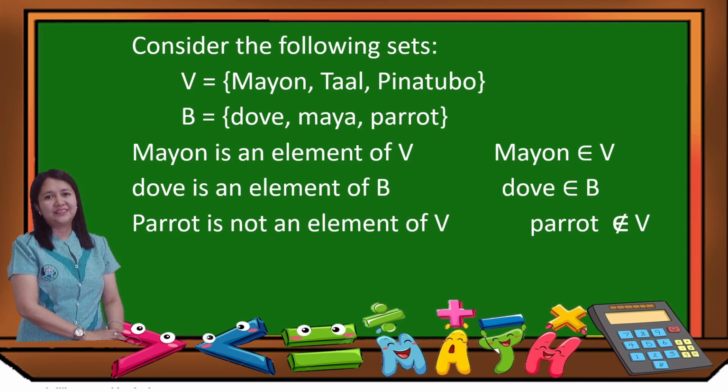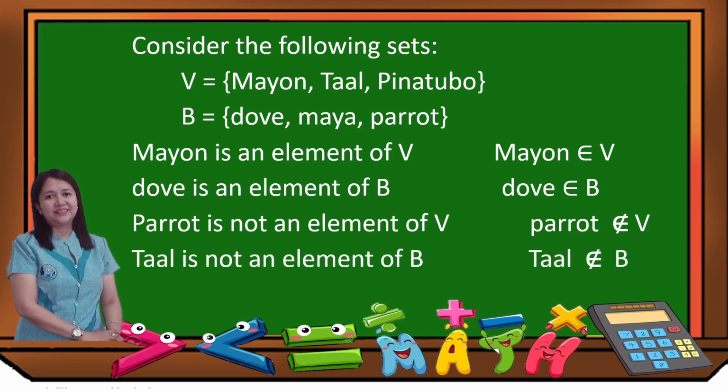Parrot is not an element of V since parrot cannot be found on set V. How about Taal? Good. Taal is not an element of B because you cannot find Taal in set B.